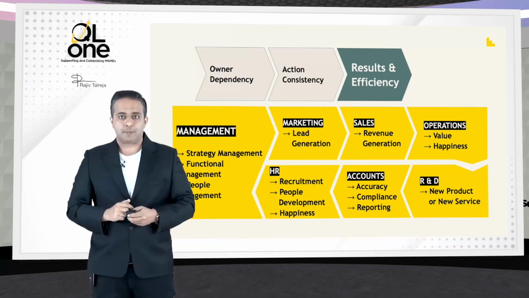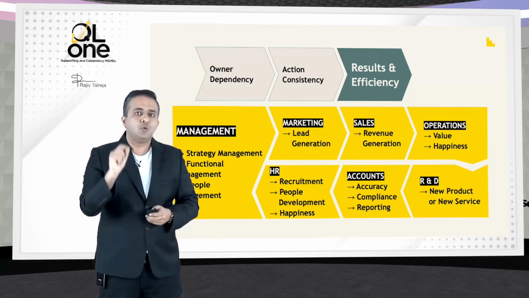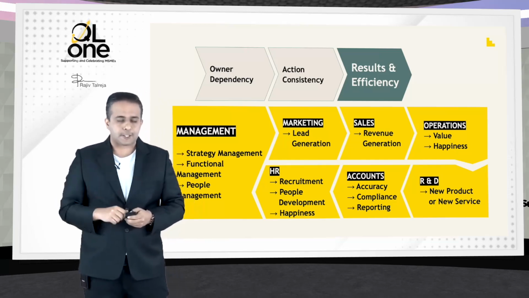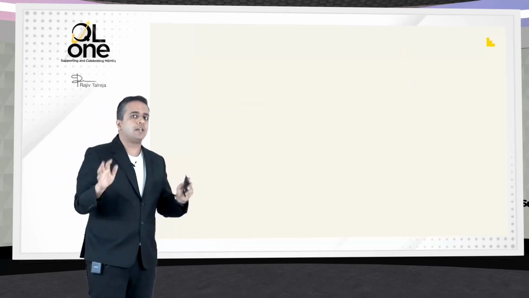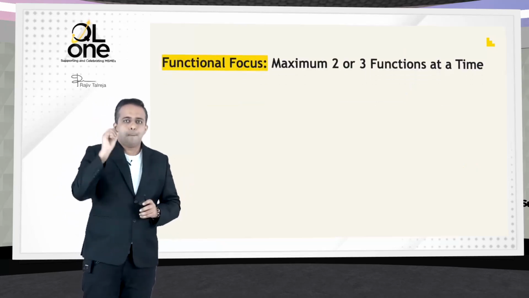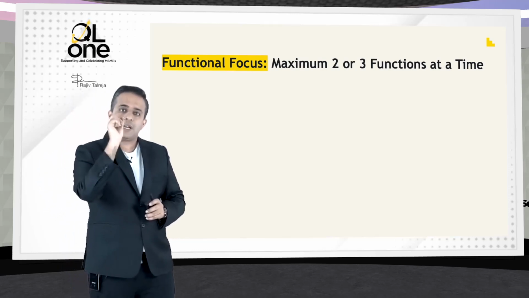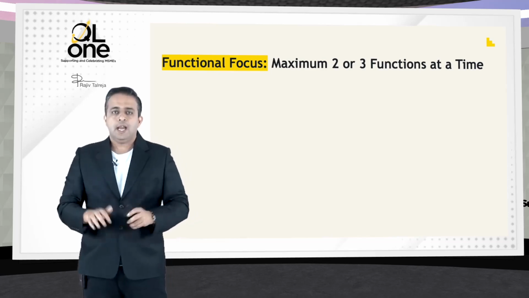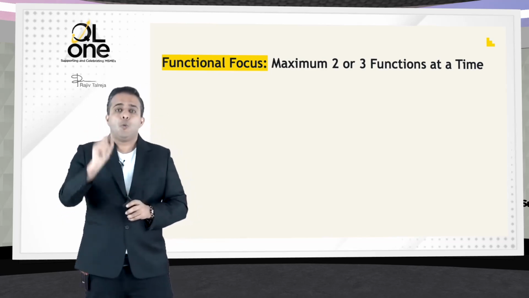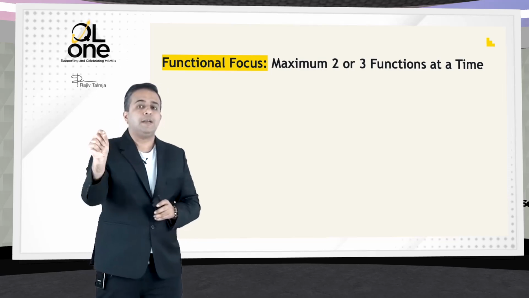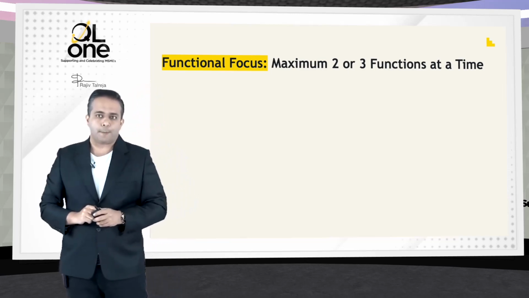Once you do this assessment, then you need to choose your functional focus as a business. And I always say this to organizations and teams. Pick not more than 2 or 3 functions at a time to focus on and create drastic improvements in. And let me tell you, how do you decide what is the right functions for you as a team to pick based on the stage of your business?